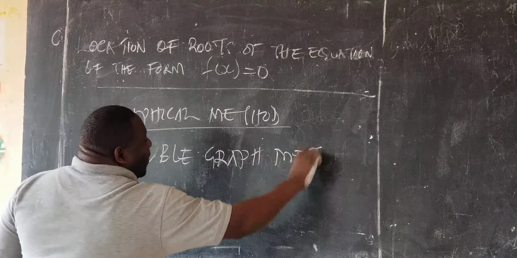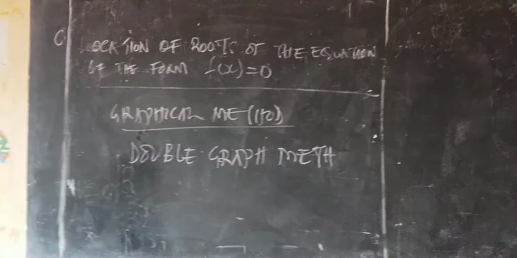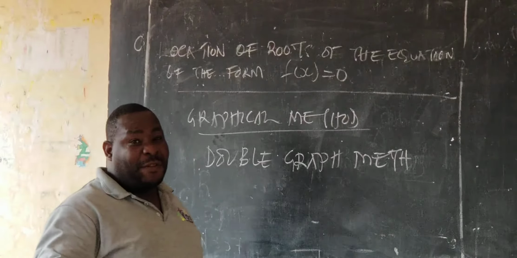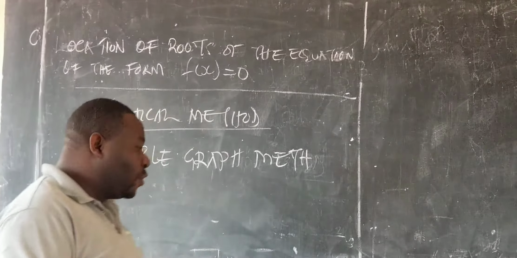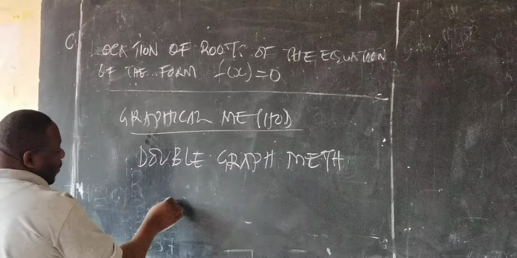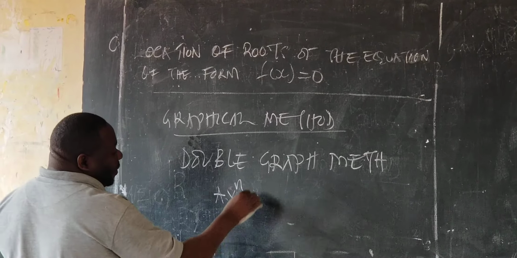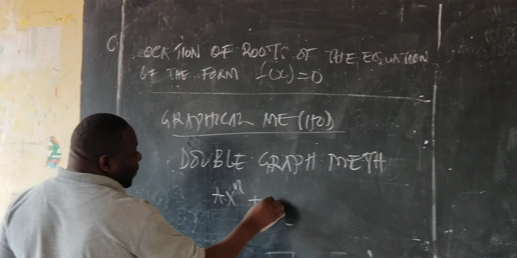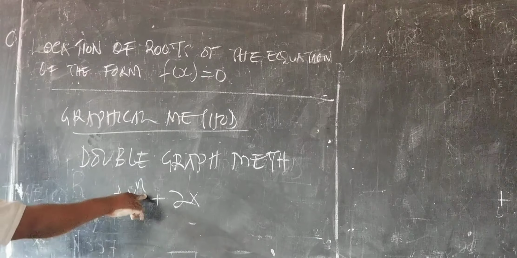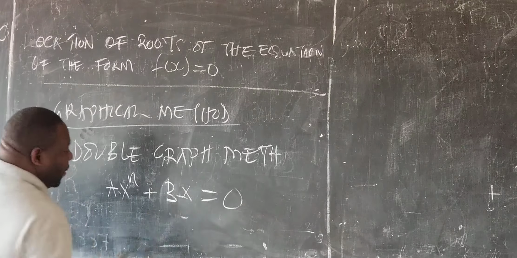And in the double graph method, this one involves splitting the equation into two. For example, if you have the equation a x^n plus maybe 2x, this one can be a power, but you can generalize and use b, and this is equal to 0.